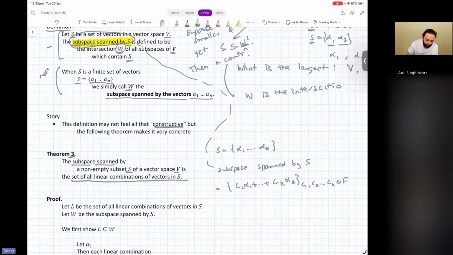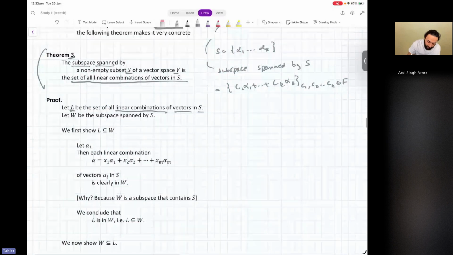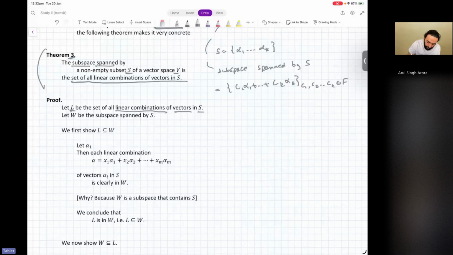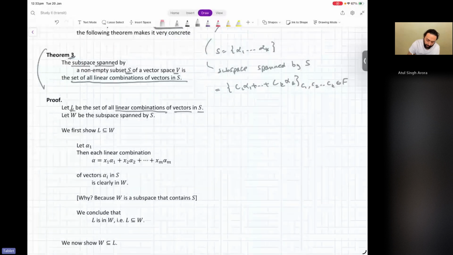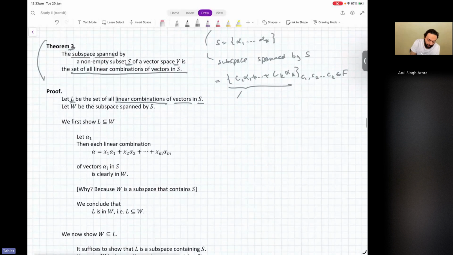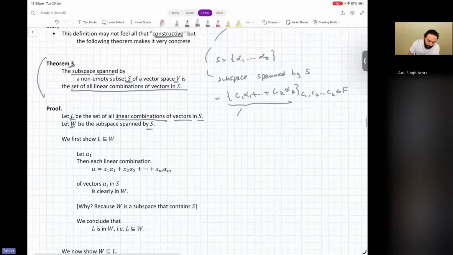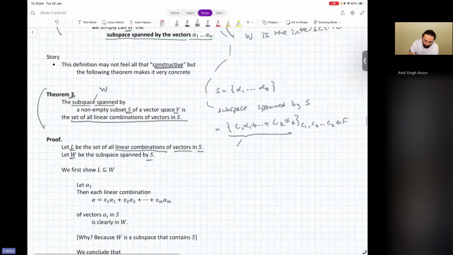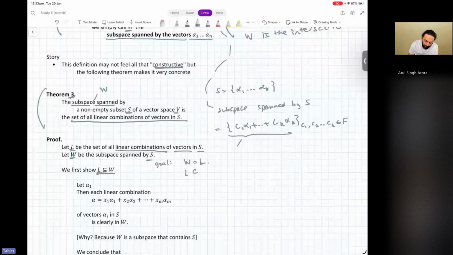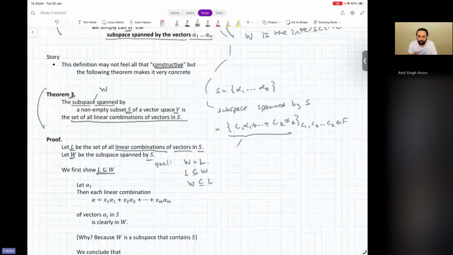So let's continue then. Now let L be the set of all linear combinations of vectors in capital S. So this is basically L. And let W be the subspace spanned by capital S. So W is the vector space that we wanted to talk about, and we want to prove basically that W is L. So the goal is W equals L. The way we will do it is we'll first show that L is a subset of W, and then we'll show W is a subset of L. That is the strategy.